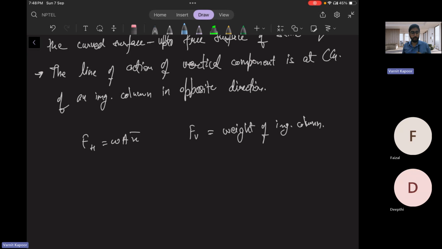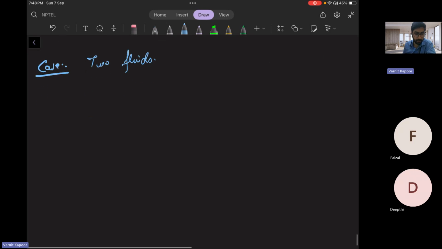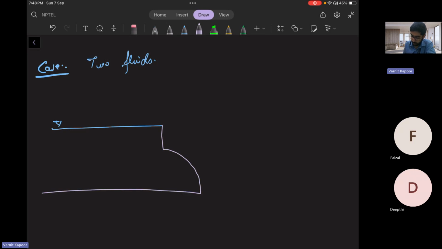Another case. If instead of one single fluid, you have two different fluids on both left and right side. Suppose two fluids are there. So one fluid is water. My curved surface suppose is like this. And suppose my other fluid is oil with the free surface here. So this is your oil.